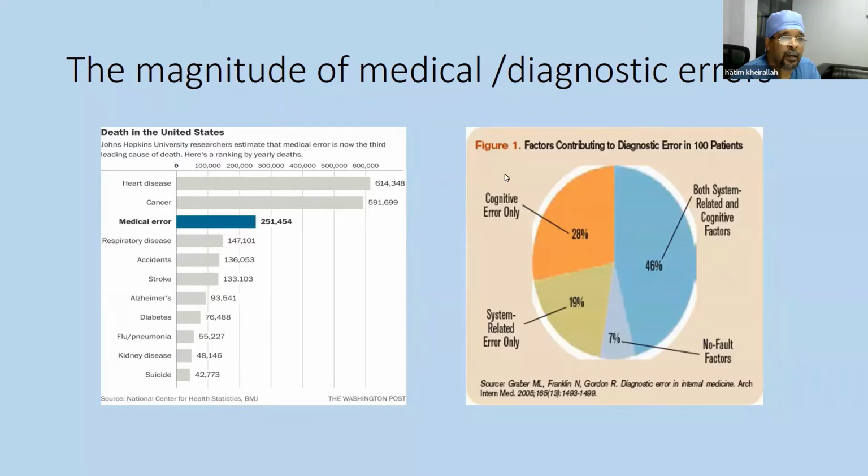The diagnostic error that is cognitive is 28%. System related is 19%, and there is both cognitive and system related, which is 46%.